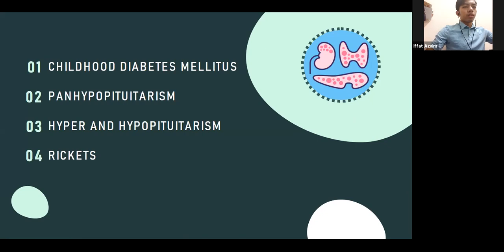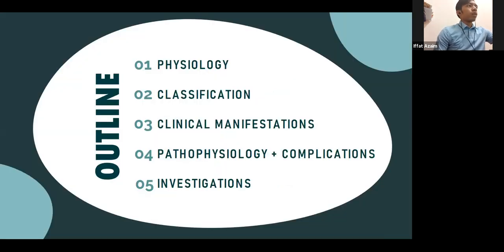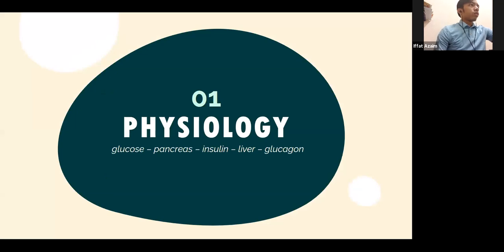For the first one, which will be presented by me, regarding childhood diabetes mellitus, my name is Muhammad Ifa Azaim bin Zul Azmani, matric number 1812523. So in this topic, we will go through these outlines. First, regarding the physiology, classification, clinical manifestations, pathophysiology, and also its complication. And the last one, regarding the investigations. So the first one, regarding physiology.